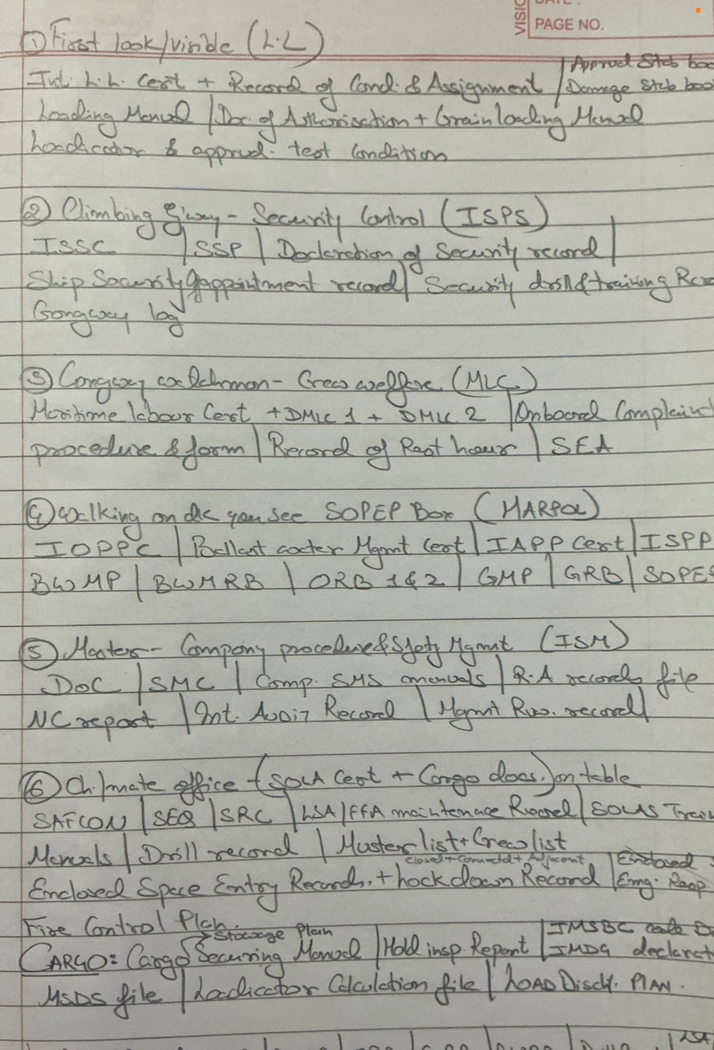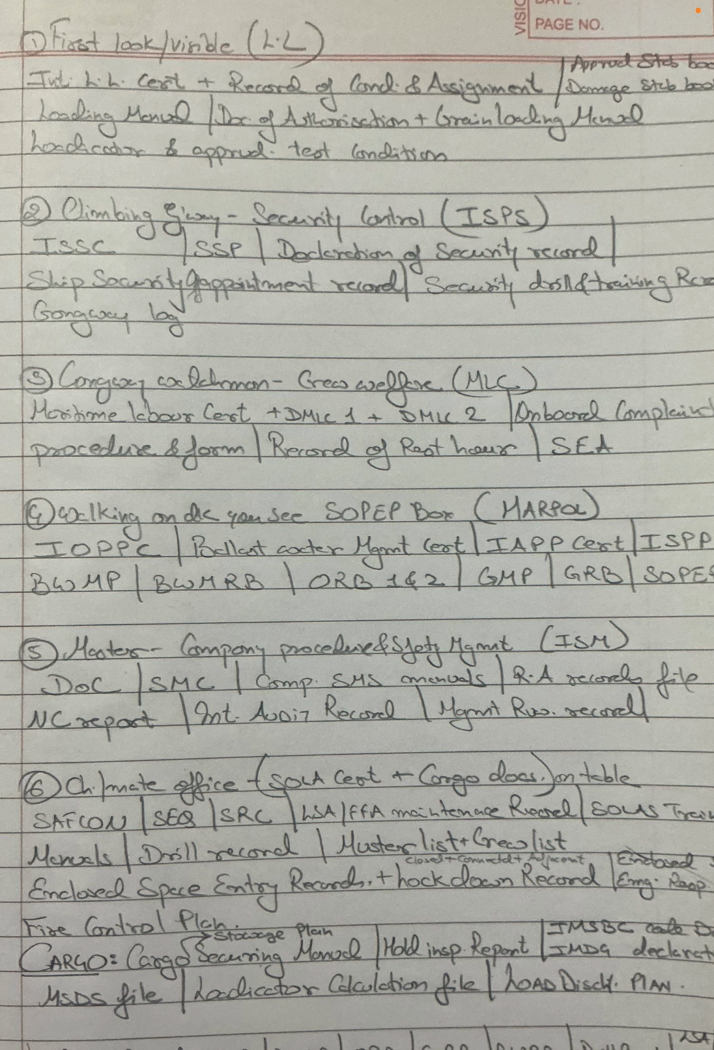So that's MLC. Then afterwards, when you're walking inside the accommodation, you see a big SOPEP box that reminds you of MARPOL. With MARPOL: international oil pollution prevention certificate, ballast water management certificate, international air pollution prevention certificate, international sewage pollution prevention certificate. With ballast, what is happening? You need a ballast water management plan. Then what will it lead to? Ballast water management certificate and ballast water management record book.